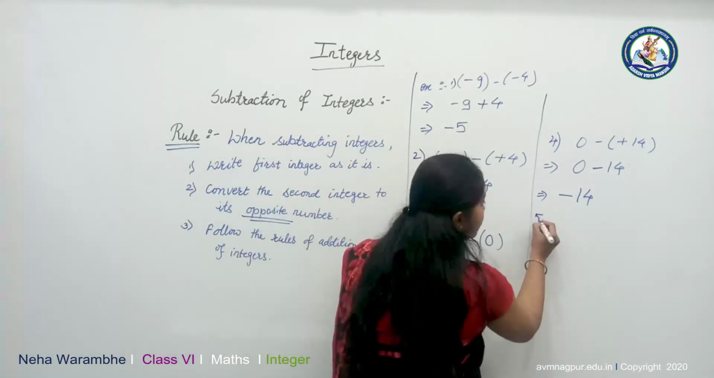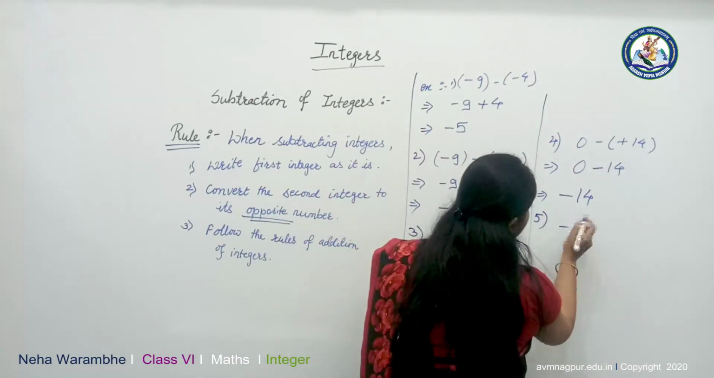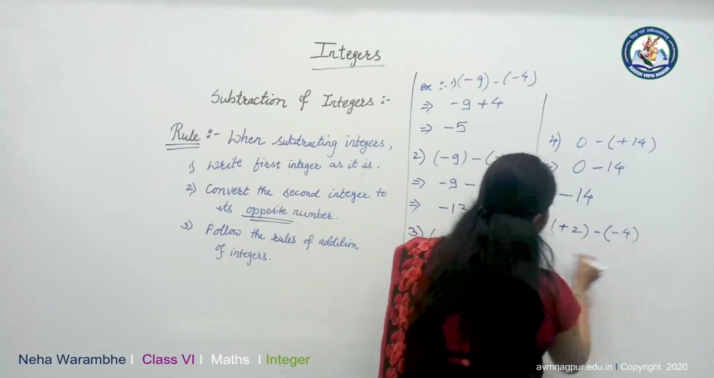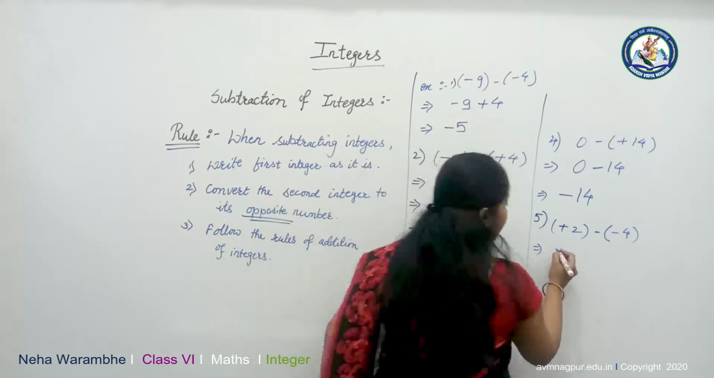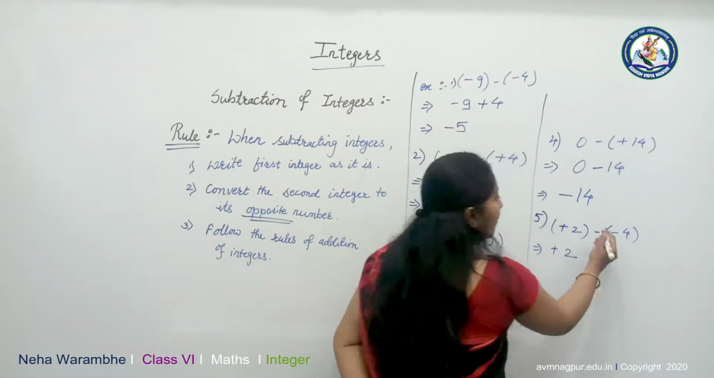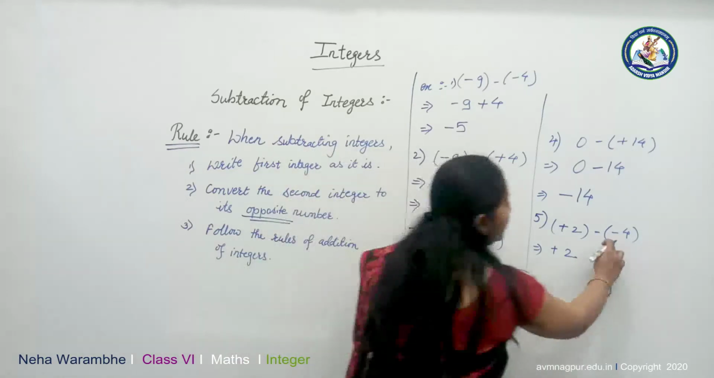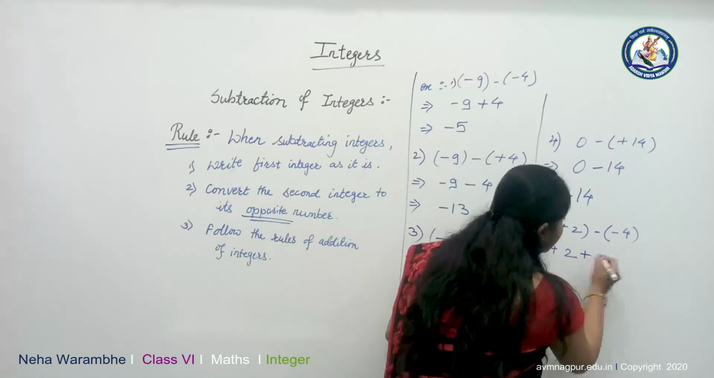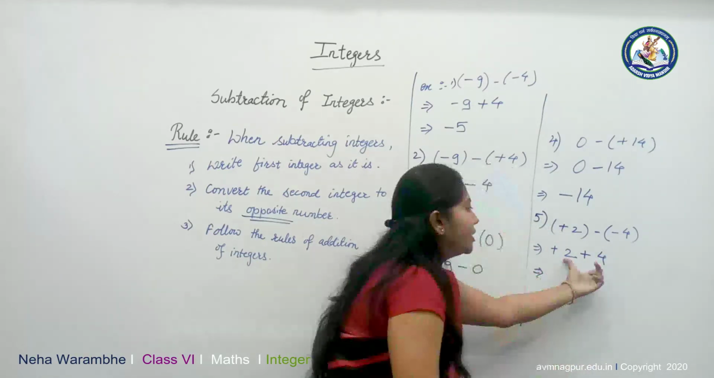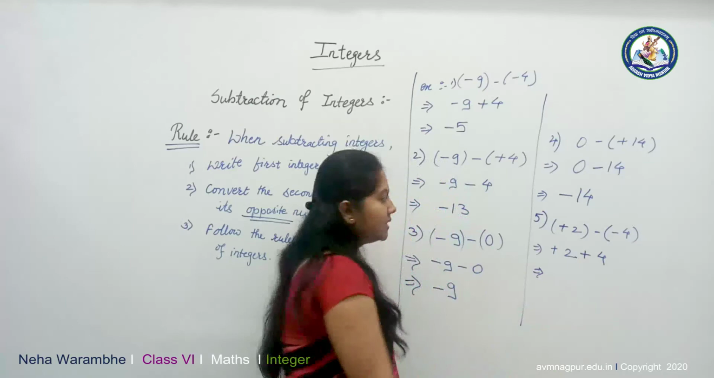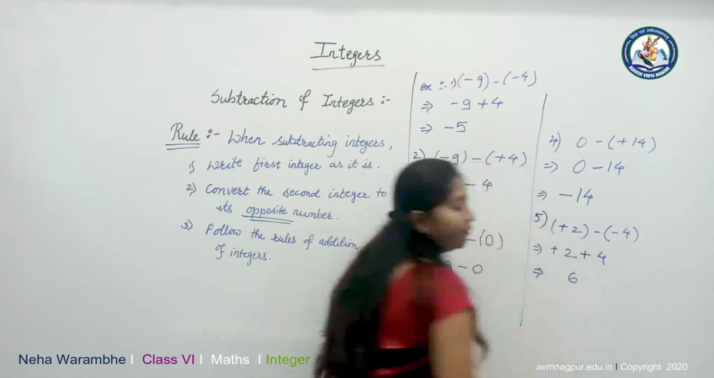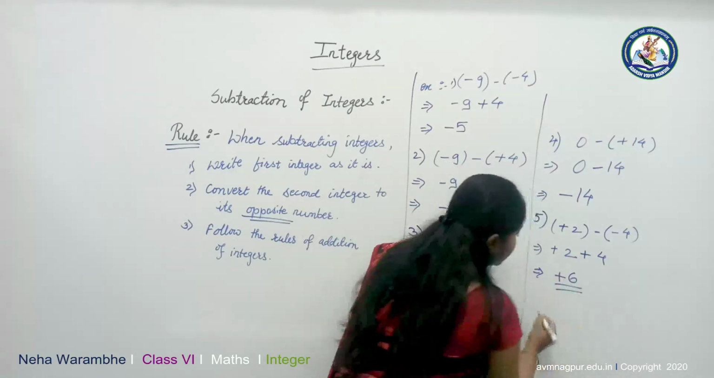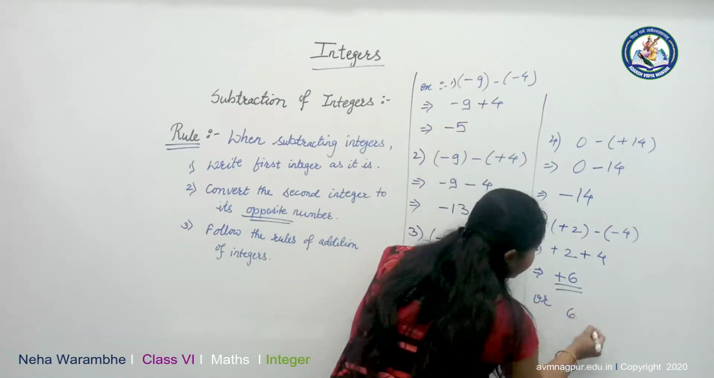Let's take one more example. Suppose this is plus 2 minus of minus 4. Write the first integer as it is, which means plus 2. Convert the second integer to its opposite number. The opposite number of minus 4 is plus 4. The integers have a similar sign, which means add the numbers. 2 plus 4 is 6, and give the common sign to the answer. The common sign is plus, therefore the answer is plus 6 or 6.